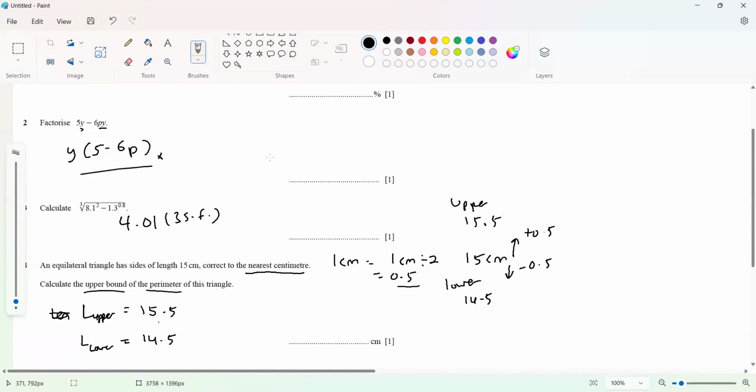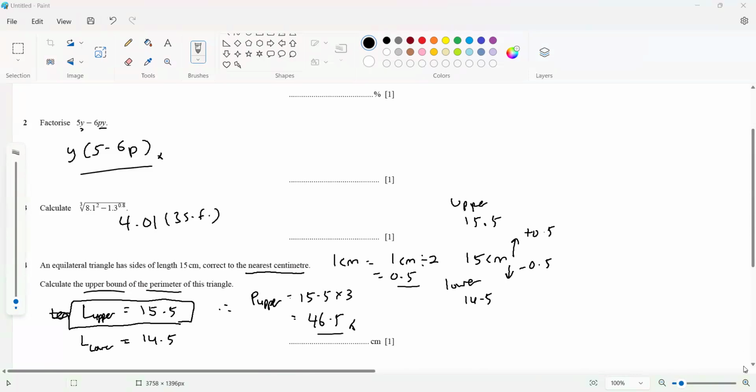So from here, since we know L upper is 15.5, and this is an equilateral triangle, therefore the upper bound of the perimeter, I should say, P upper, would be 15.5 multiplied by 3, or 15.5 plus 15.5 plus 15.5. That will give us 46.5 cm. So that is for the first 4 questions.